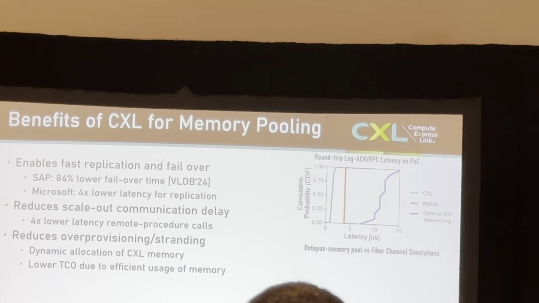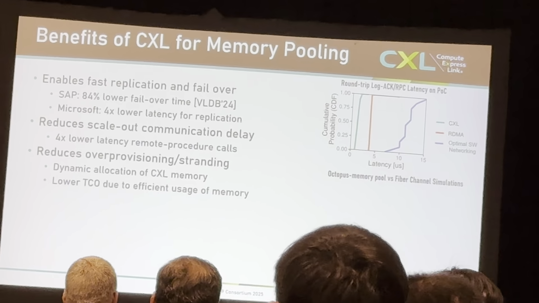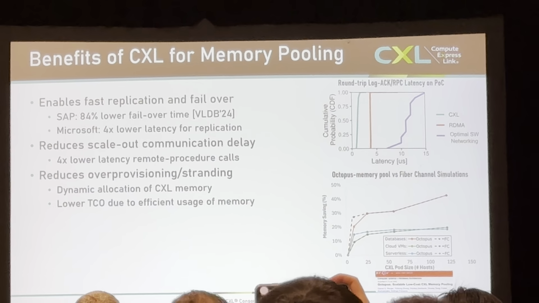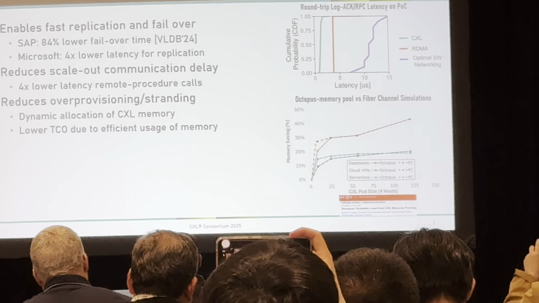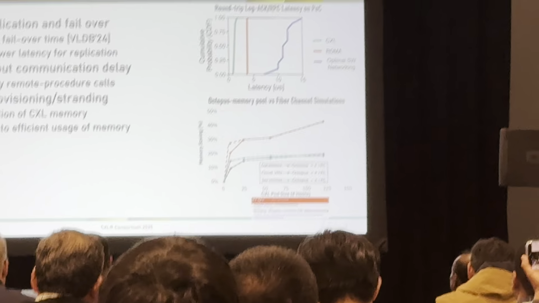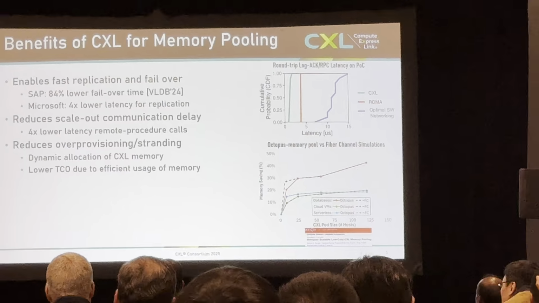I earlier mentioned stranding as a big problem. The idea there, I think, is well known: you want to dynamically allocate from the CXL pool. And here I'm presenting some new data on that, where we've run some at-scale simulations where we can figure out how much memory we can actually save if we were to pool it across hosts.